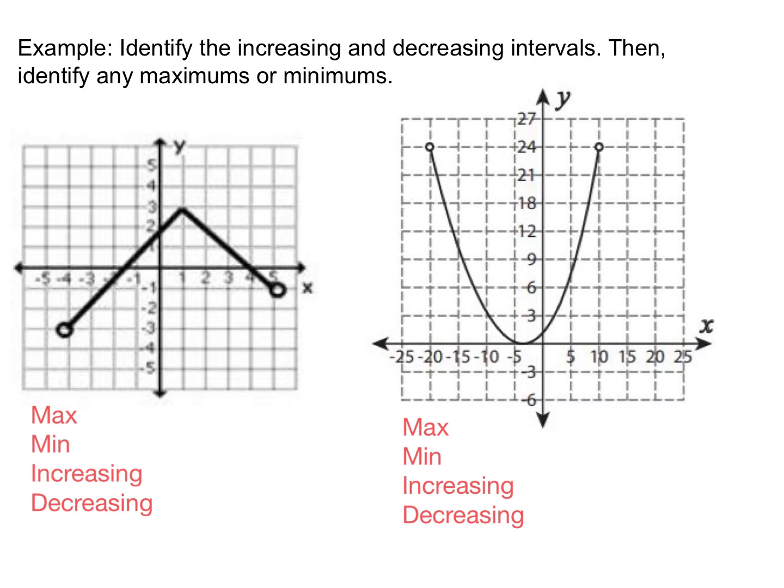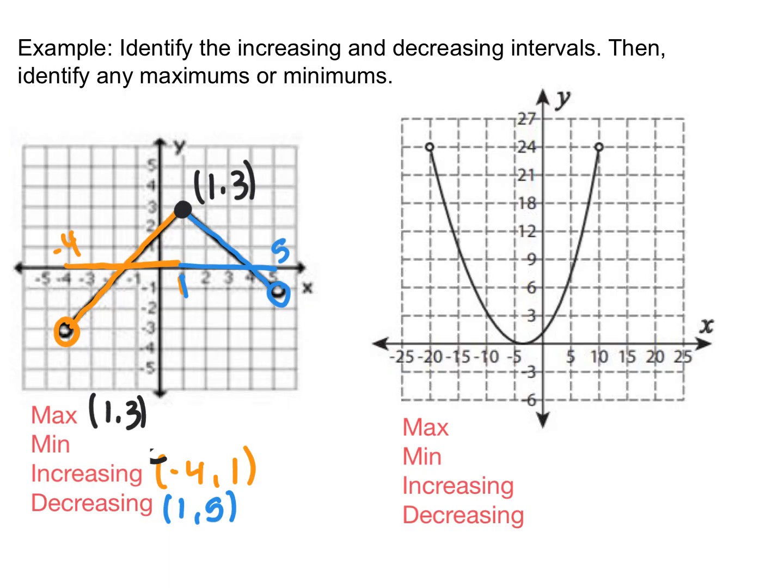And in this example, if I read from left to right, I start from this point here at -4 to here. So from -4 over to this point at 1, I'm increasing. So I can say it's increasing from -4 to 1. And then at this point of 1, it decreases down to here. So from 1 over to 5, it's decreasing, again always using parentheses. My maximum is at this point right here at 1 comma 3. And there isn't a minimum, so my minimum would be none.